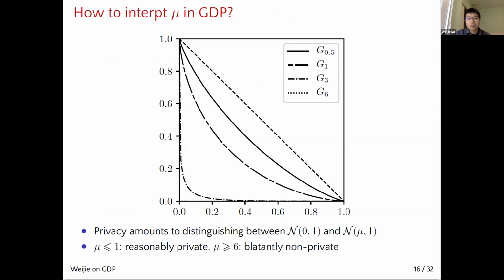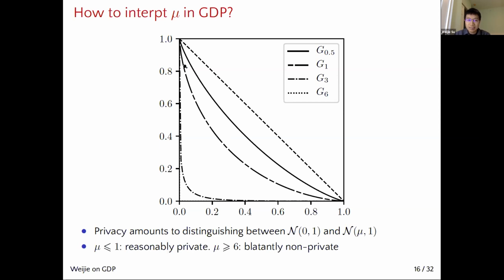And now let's interpret mu. Here, this is the perfect privacy: mu is 0. When mu is a half, it's here. So you see both the type 1 and type 2 errors cannot be too small, right? So it's still decent privacy. And if mu is 1, it's here. So privacy is still okay, I think. But when mu is 3, then privacy is only a tiny bit. For example, here the type 1 and type 2 errors can both be smaller than maybe 10%.